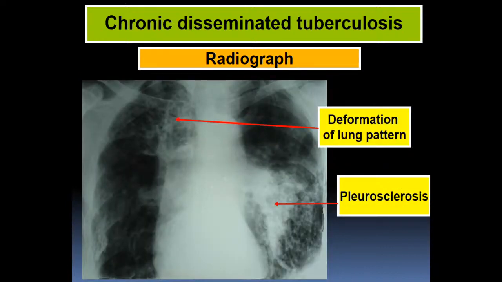On this X-ray, chronic disseminated TB also, and we can see many focal shadows in both sides. More in the left side, deformation of lung pattern, especially in right side, and pleural sclerosis as a complication of pleurisy, TB pleurisy. And in the right side, in lower part of the chest, we can see calcification of pleura.